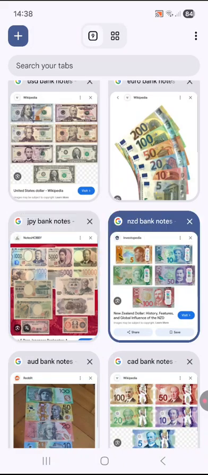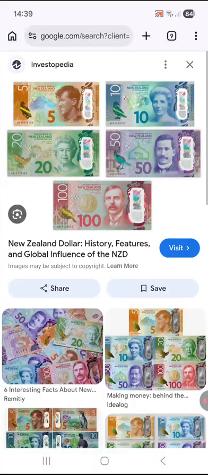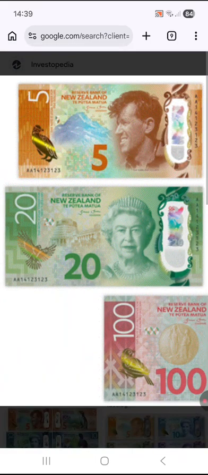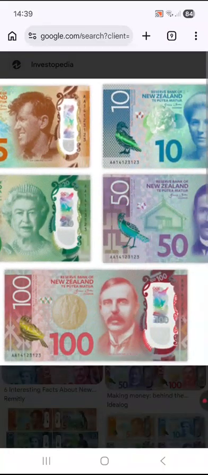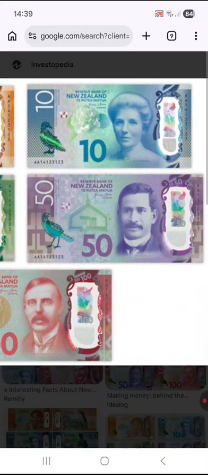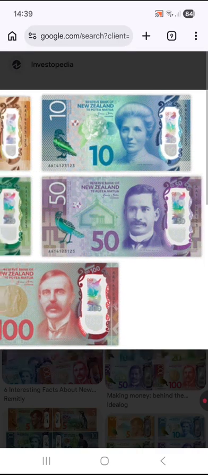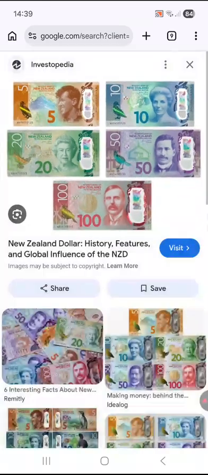Okay, here's the New Zealand dollar. If you go to New Zealand, this is the money that you use in New Zealand. There's the $5, $20, still has the Queen on there. It's a Commonwealth of Great Britain. New Zealand dollar, that's what it looks like.